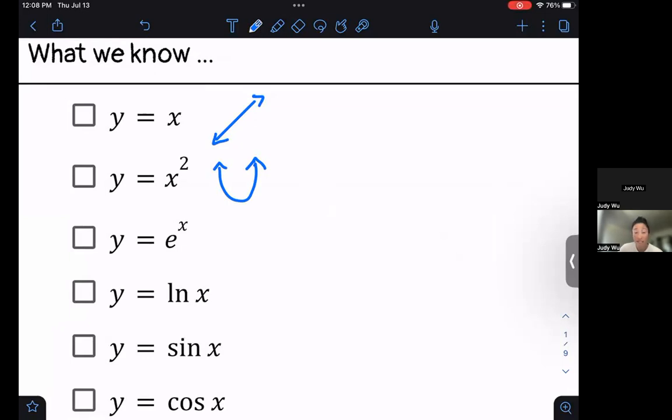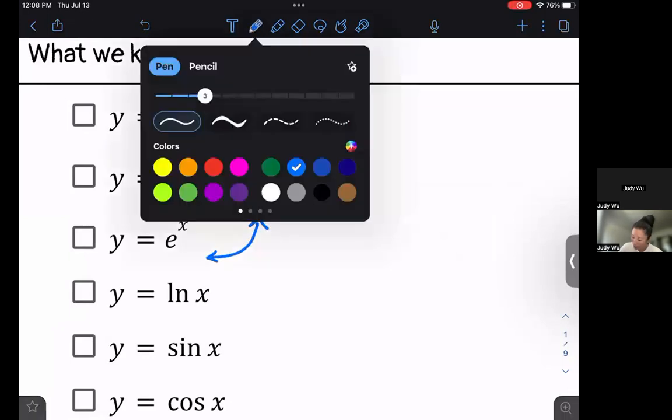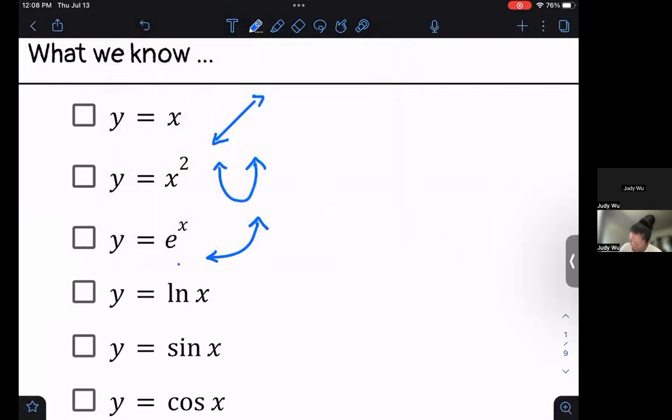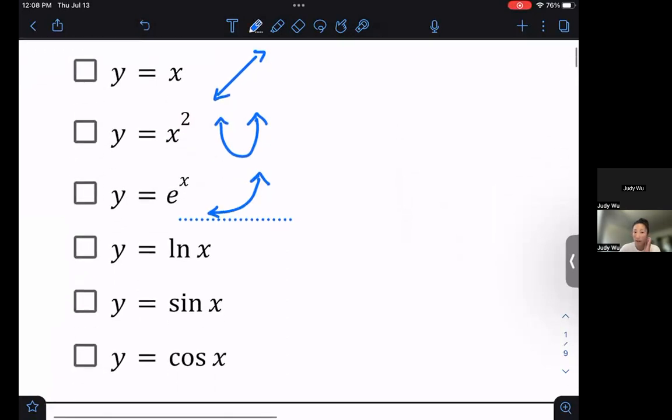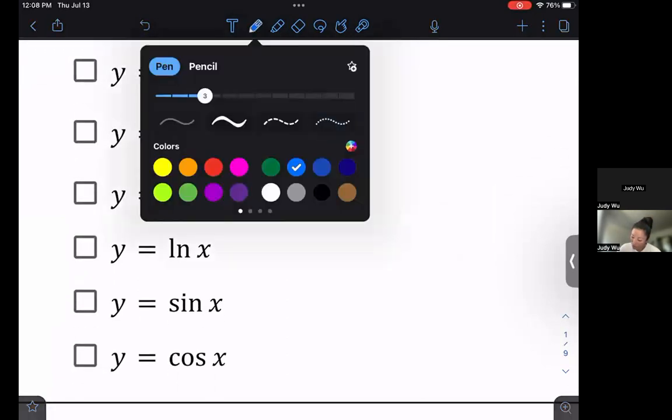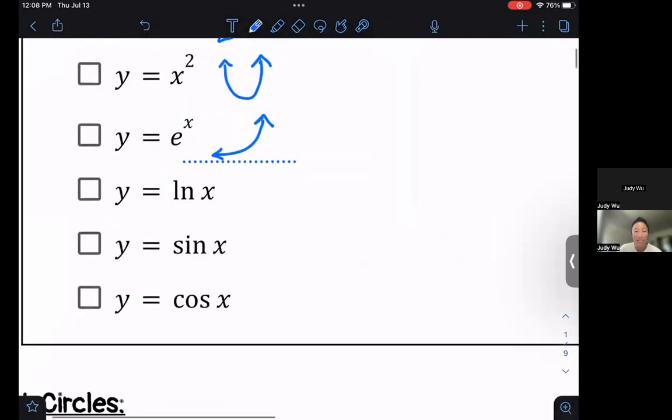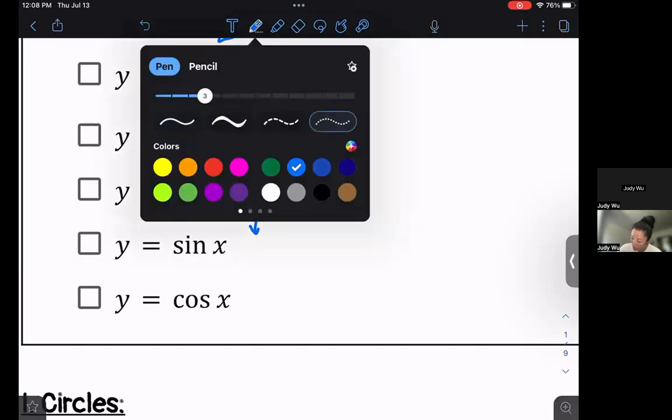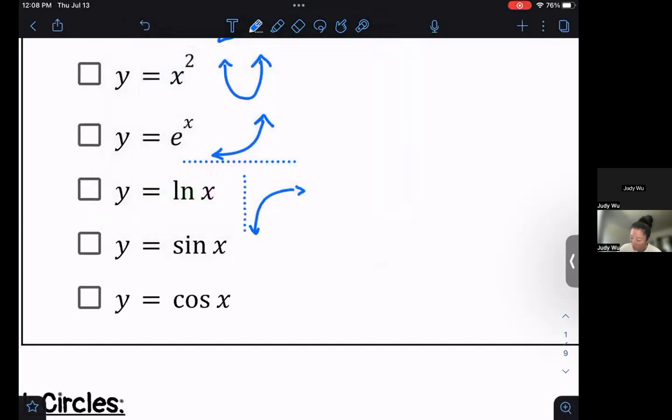We know that y equals e to the x is an exponential growth function, and that there is actually a horizontal asymptote associated with the e to the x graph. We know that e to the x and natural log x are inverse functions, and so our graph for ln x kind of looks like a reflection of the e to the x graph. But that one, instead of having a horizontal asymptote, actually has a vertical asymptote.